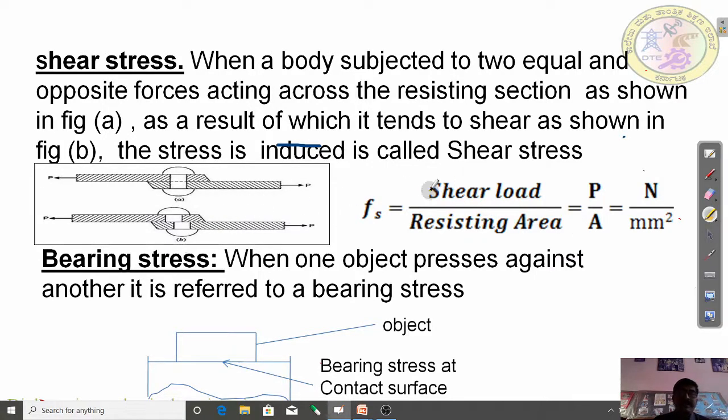The shear stress, indicated by tau, is equal to shear load by resisting area, that is P by A, Newton per mm square. Bearing stress: when one object presses against another, it is referred to as bearing stress. We can see in the figure the bearing stress is at the contact surface.